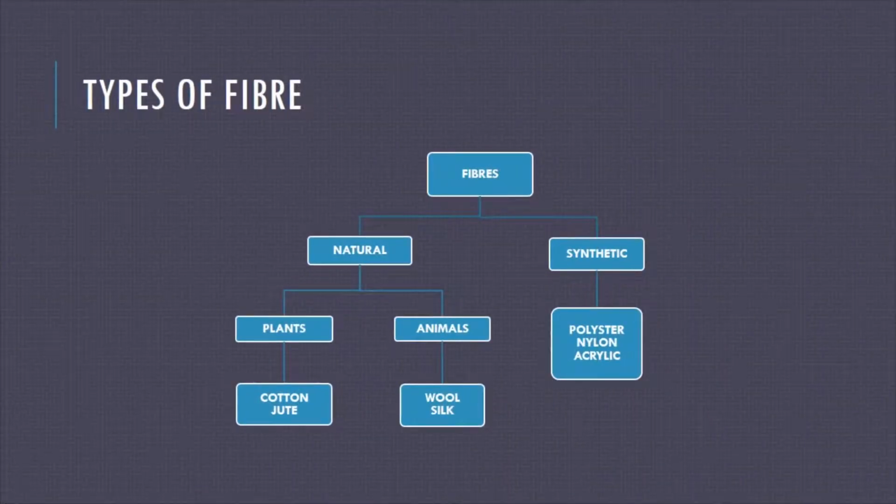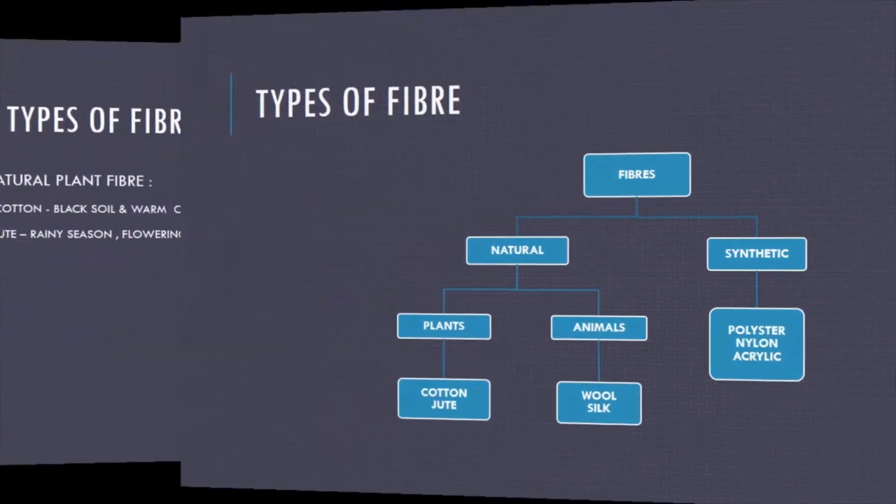Types of fibers. We get fibers from two different sources. One is natural source and the other is synthetic source. From natural source, we have plants and animals. We get cotton and jute from plant source and wool and silk from animal source. From synthetic, we get polyester, nylon and acrylic.